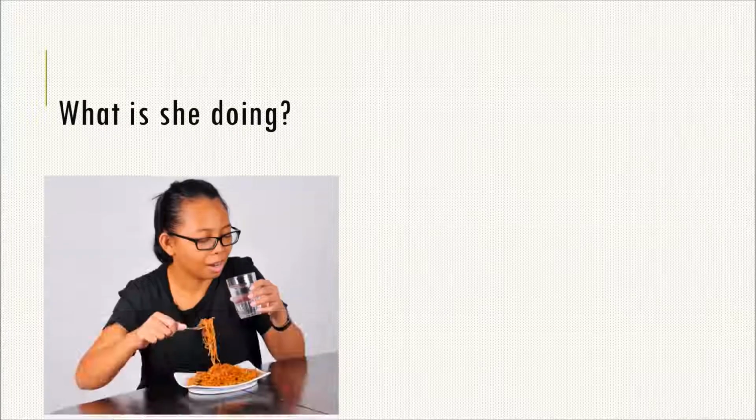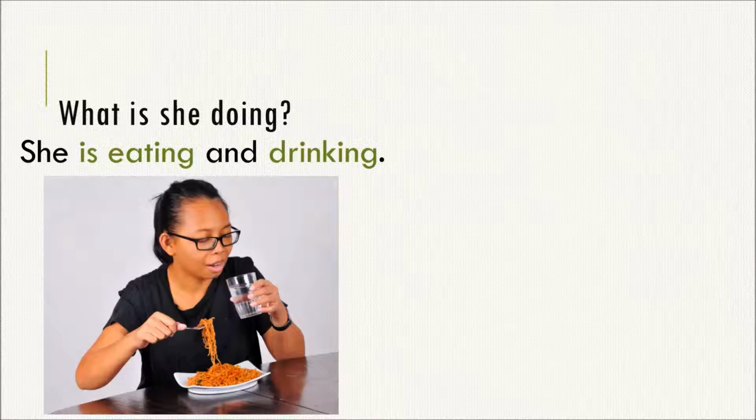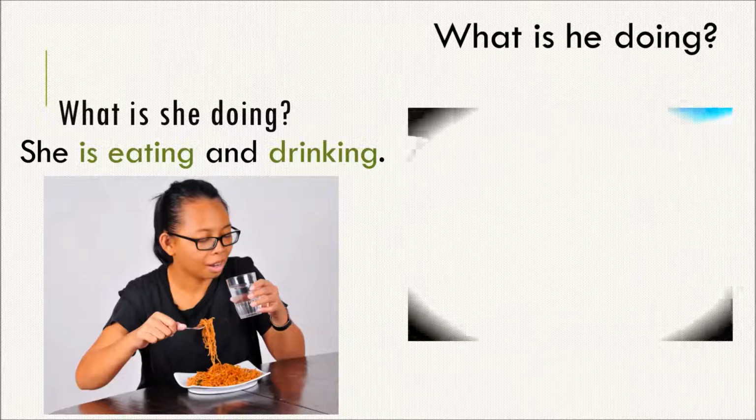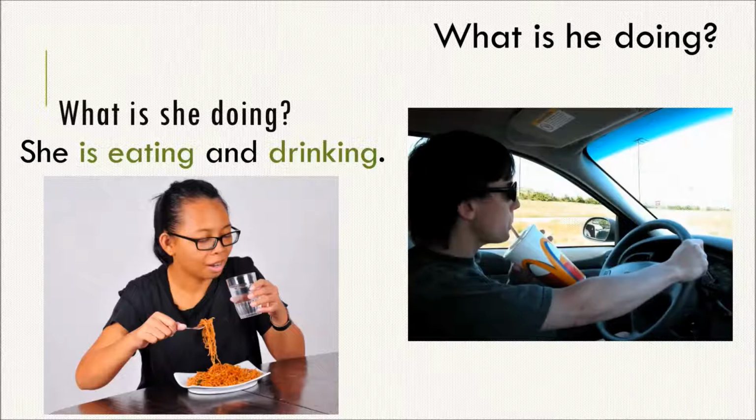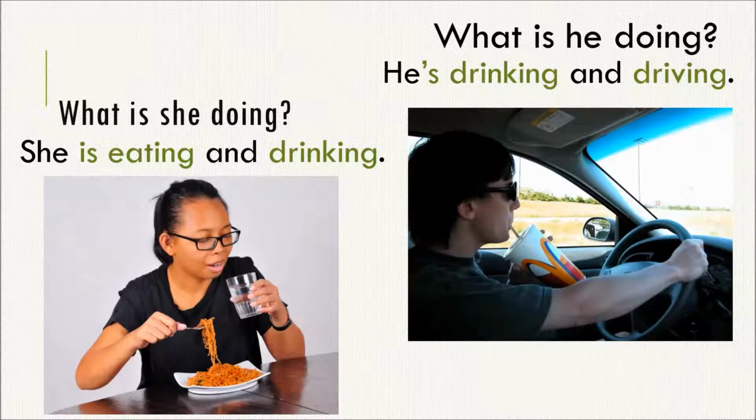What is she doing? She is eating and drinking. What is he doing? He is drinking and driving, or the contraction form, he's drinking and driving.